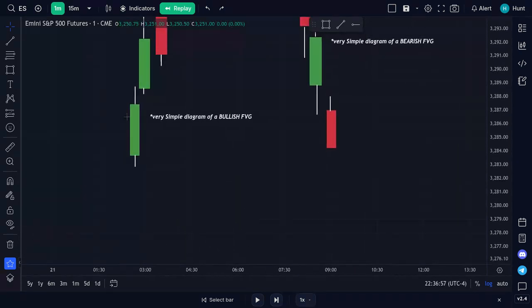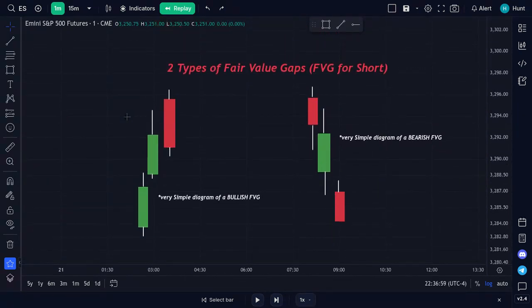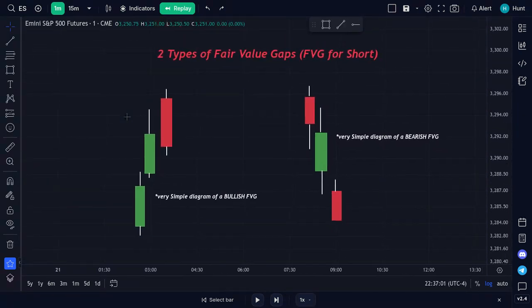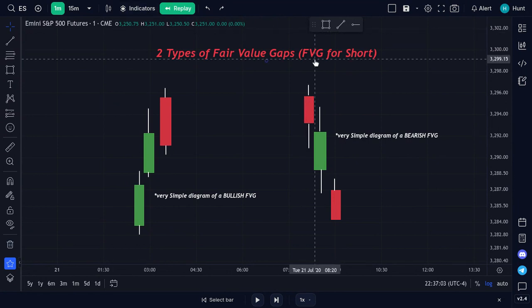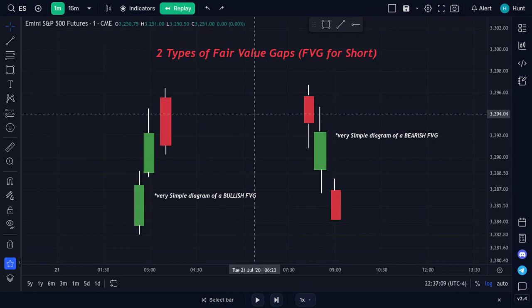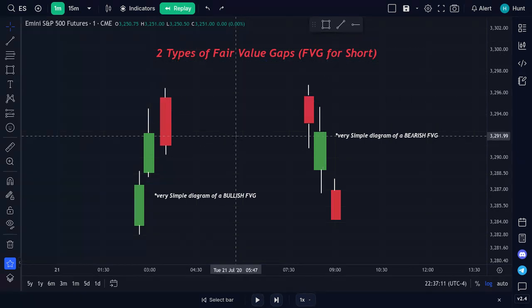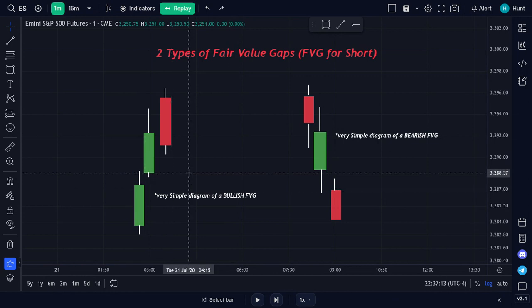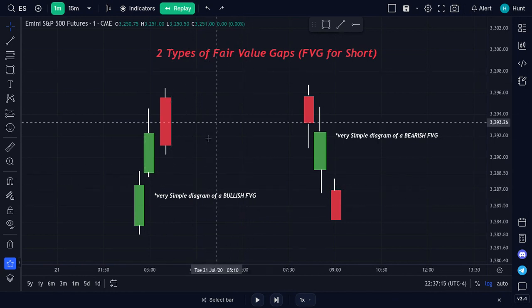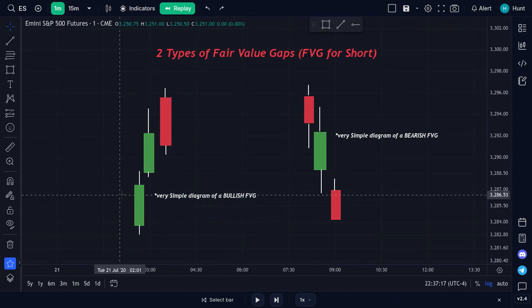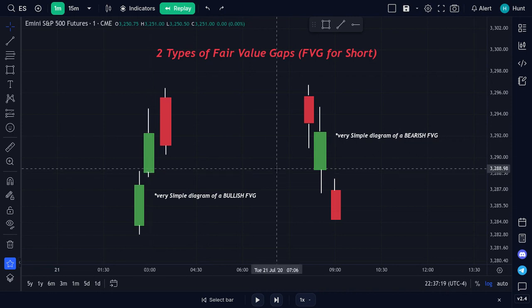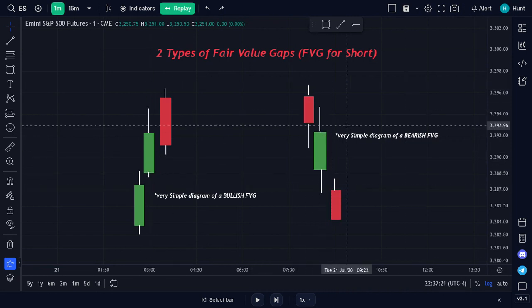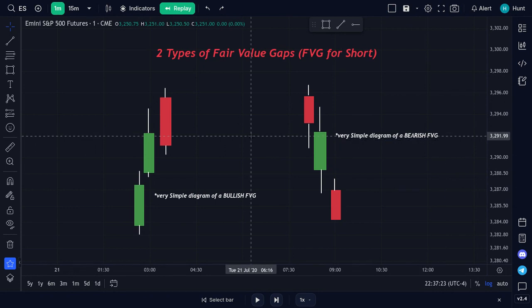So now we're going to go into the 2 types of fair value gaps, or FVG for short. It's also an imbalance, it's the same thing. You can call it an imbalance or a fair value gap; I just call them a fair value gap. The 2 types are bullish and bearish. Bullish means we're going up, so if you were going up, you would look for bullish fair value gaps. And if you were going down, you would be looking for bearish fair value gaps.